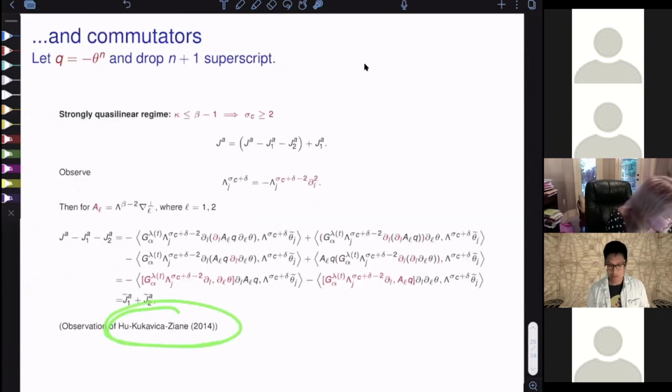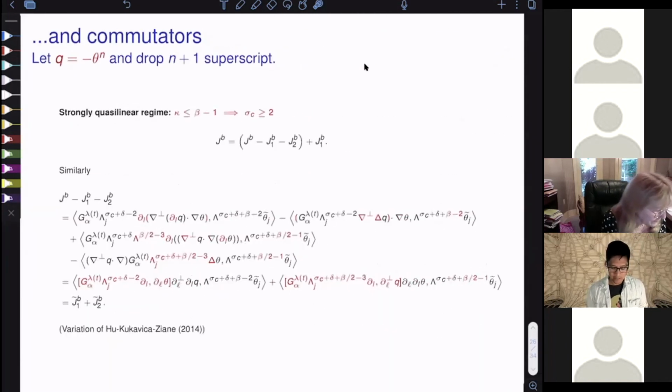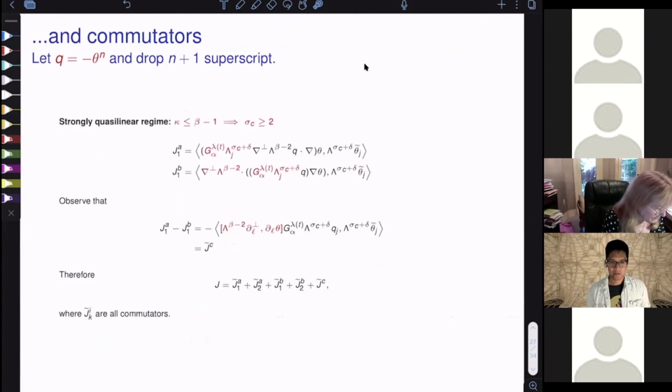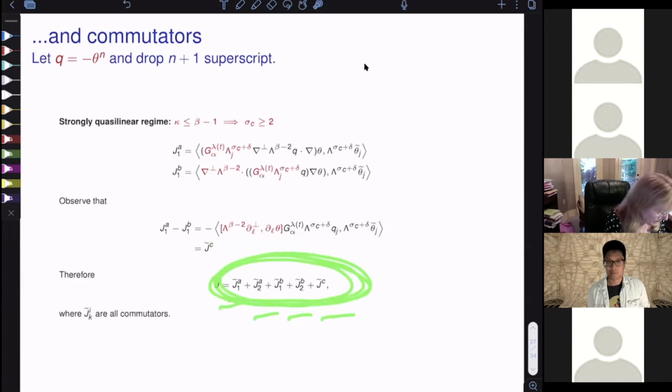And I'll just point out that this original commutator was coming from a paper of Hu, Kukavica, and Ziane. The second commutator that deals with the new term that we modified the flux with required a variation of this where we had to form the intermediate commutators, okay? So this one was just essentially the new ones that were added, new commutators that were formed. And again, here are the other commutators. So the nonlinear term can be broken up into 5 commutators.